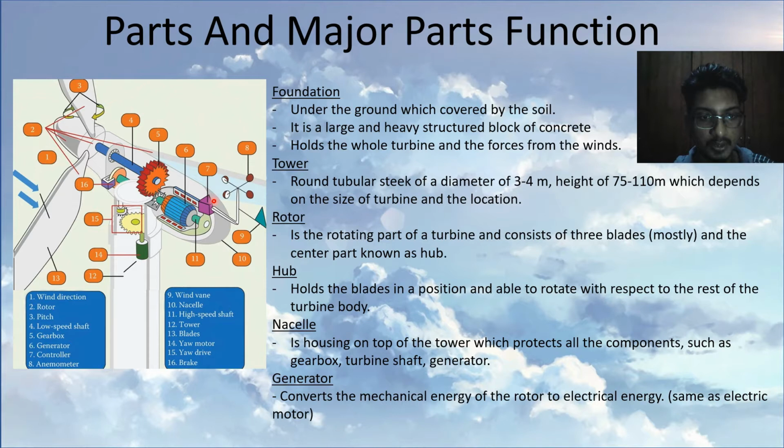The controller controls the speeds, to control the generator. And number eight is an anemometer. The anemometer is this one. And nine is the wind vane here. This indicates the direction of the wind. And number 10 is the nacelle. The nacelle is a type of shell which covers all the components.